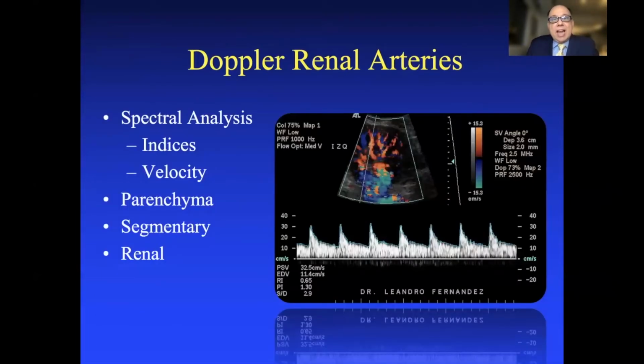The spectral analysis allows us to obtain the indices and the velocity. We have to make measurements in the three segments of the kidney: the upper pole, the middle portion, and the lower pole. And in the artery, we have to obtain at least three measurements: in the proximal, in the middle, and the distal segment of the renal artery.